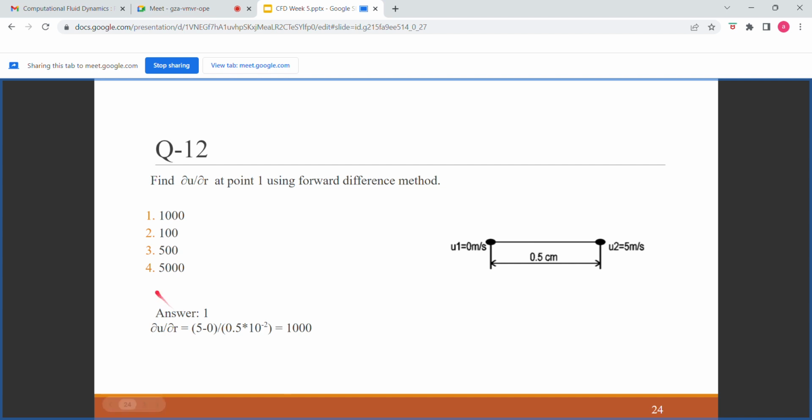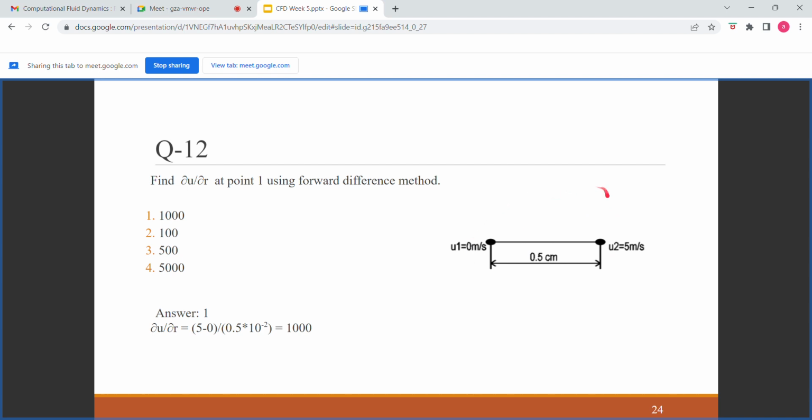Okay, the answer to this problem is by using the forward difference scheme. What is the forward difference scheme? We use f of x plus delta x minus f of x, divided by delta x, is equal to ∂f/∂x. So it is asked ∂u/∂r, it would be u of x plus delta x minus u of x by delta x. At this point, x plus delta x, it is 5. At x it is 0.